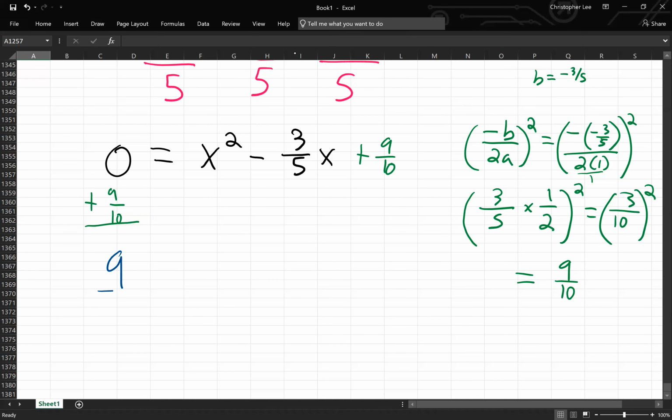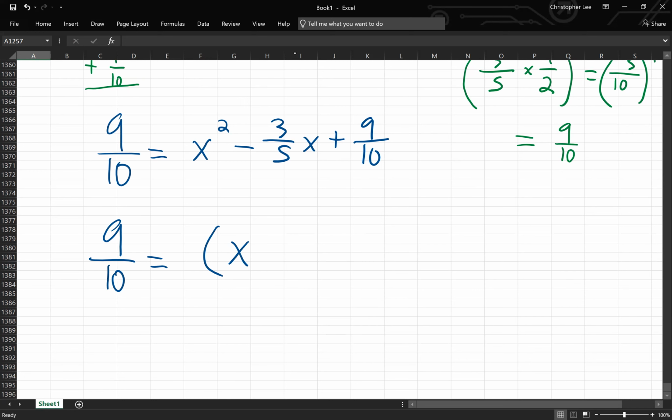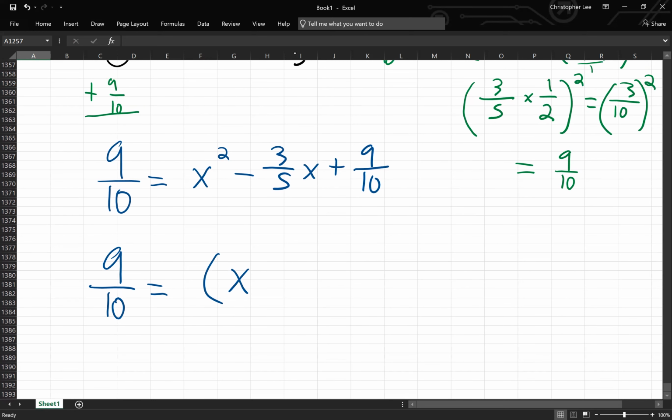I have 9/10 is equal to x squared minus 3/5x plus 9/10. Now I could factor that. This is going to become 9/10 is equal to x what? So not plus. The b term is negative, so that means that the negative is going to be here.